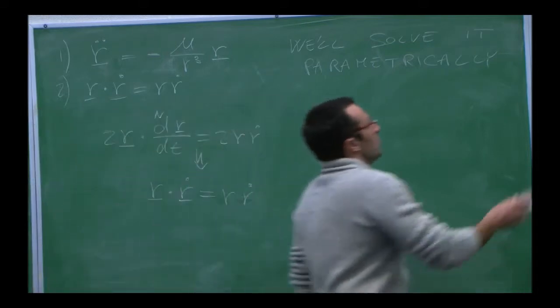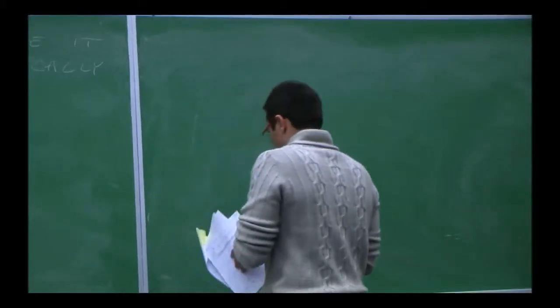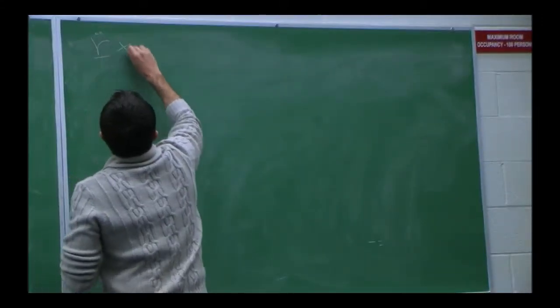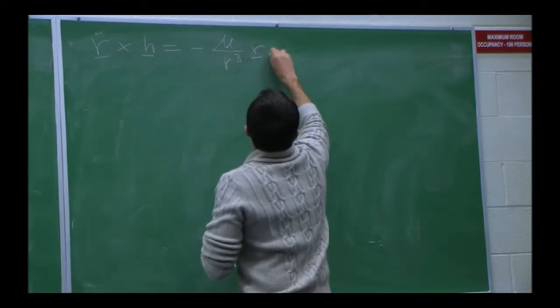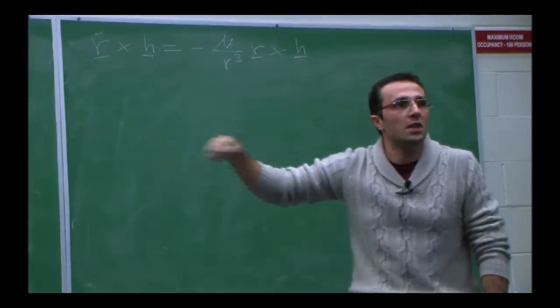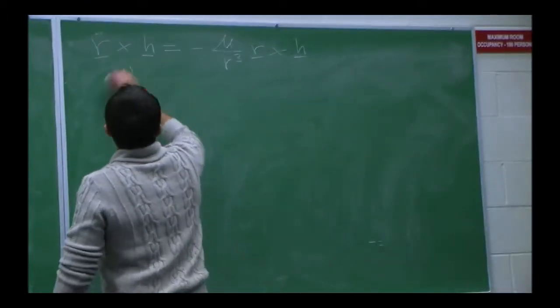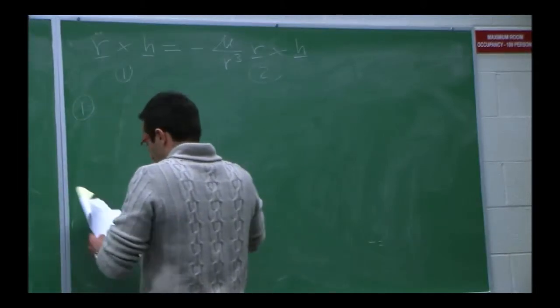Let me move here. So I'm going to take that equation and cross it with h. In other words, r double dot cross with h is going to be equal to minus mu over r cubed, r cross with h. I can do this, right? That's an equality. That's my model for the gravitational force. I take both sides and I do whatever I want. As long as I do it on both sides, it's still an equality. So let's look at 1 and 2 separately and see what we can get. So for 1, I observe this.